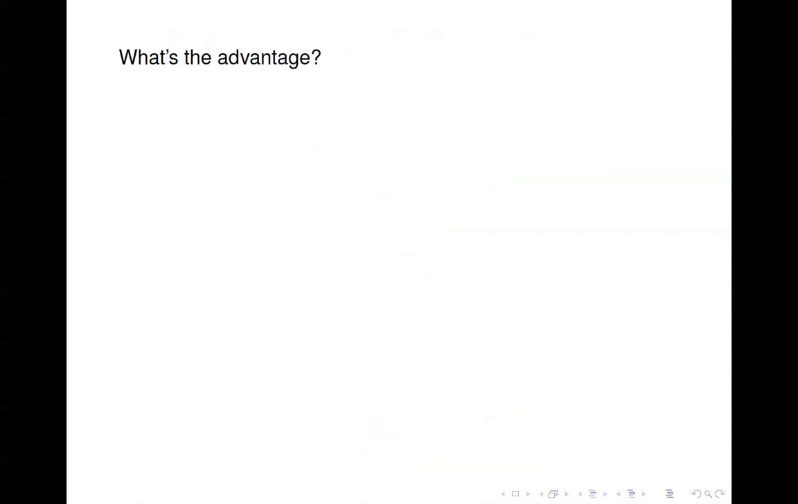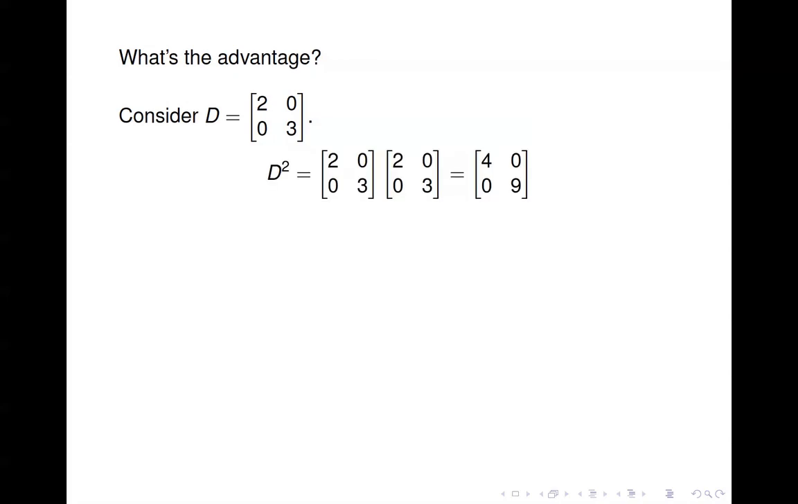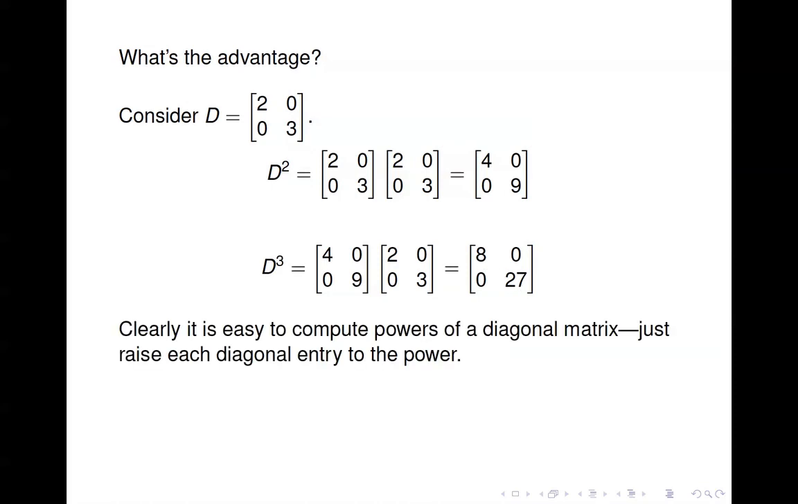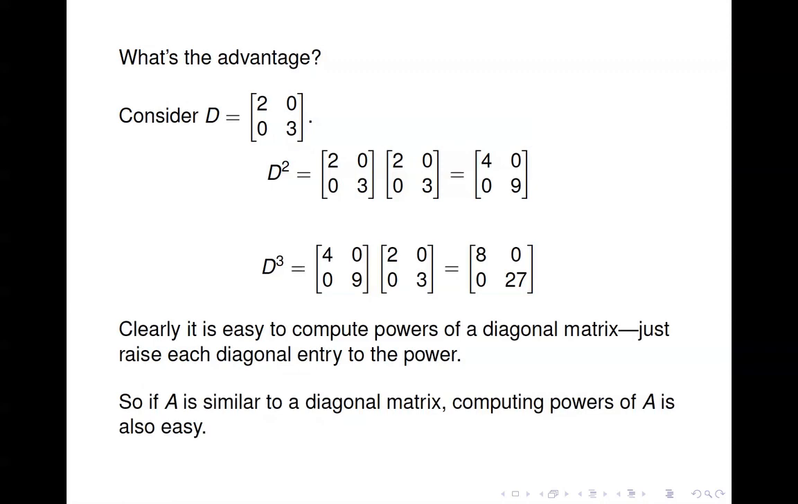Now, what good is that? Well, let's look at a diagonal matrix. Here's a simple 2 by 2 diagonal matrix. If we compute D squared, then notice that we end up with another diagonal matrix, and the entries on the diagonal are just the original diagonal entries raised to the second power. So in this case, we were computing D squared. So these are the original diagonal entries squared. D cubed, we get another diagonal matrix, and the entries are the original diagonal entries cubed. So just looking at this example, it appears that it's easy to compute powers of a diagonal matrix. We just raise each diagonal entry to whatever power we're trying to compute. So if A is similar to a diagonal matrix, computing powers of A is also easy.